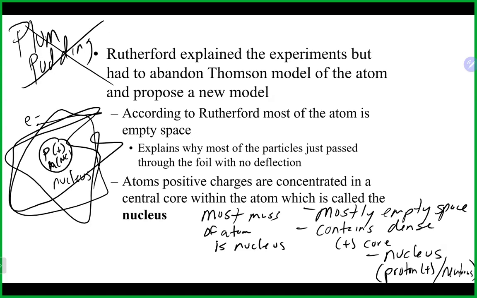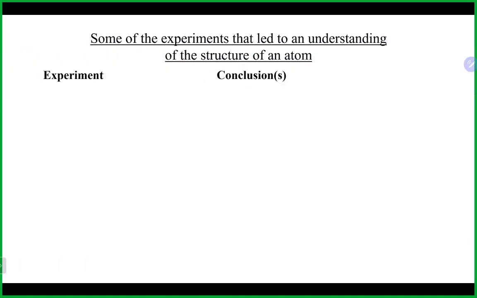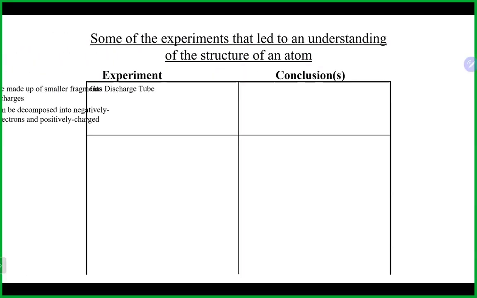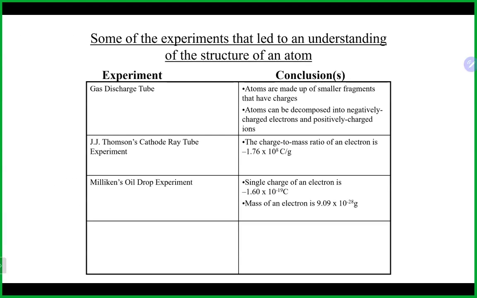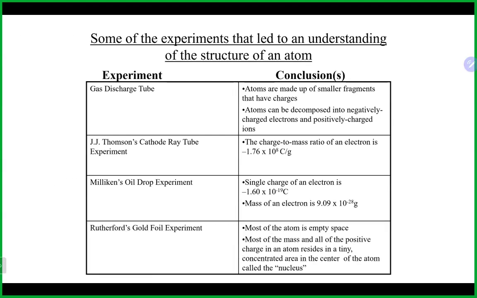Core electrons are not involved at all in bonding. So this table here is obviously a summary of the experiments we just talked about. You do need to know the plum pudding model, like I said. You do need to know Rutherford's experiment, what he did, what he thought would happen, and what actually happened, and obviously what the current model of the atom is, in comparison to the plum pudding model. Any questions on any of that? Okay.